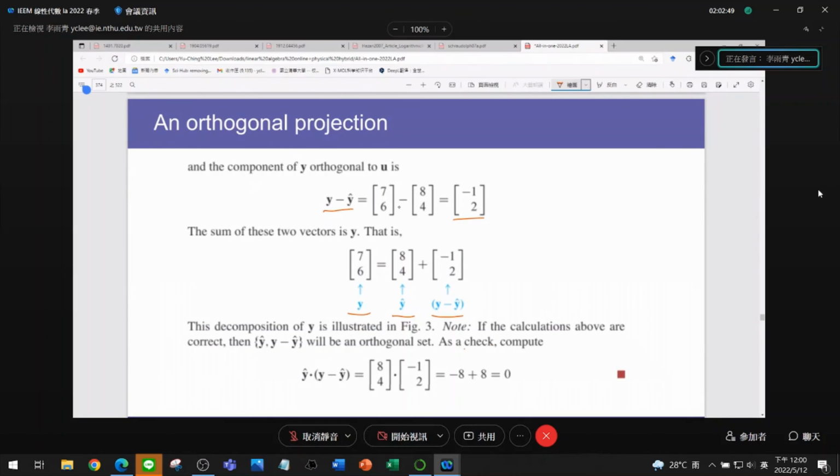And we can also check if y hat and z are perpendicular. So we take the inner product of 8, 4 and then -1, 2, and find out that the inner product is 0. So they are indeed orthogonal.